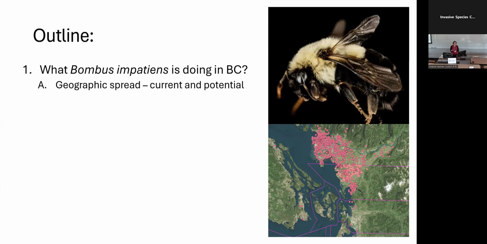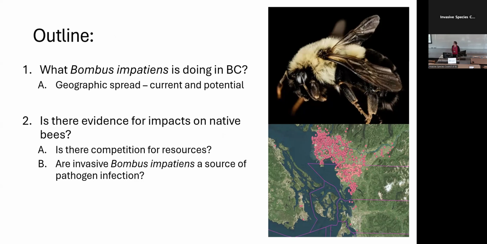So I'm going to tell you just a little bit about what we know about what's going on right now. So what is Bombus impatiens even doing in BC? I'm going to talk a little bit about geographic spread, both current and potential, and what information we have about impacts on native bees. Do we have evidence for competition for resources? And can we tell if Bombus impatiens is a source of pathogen infection?